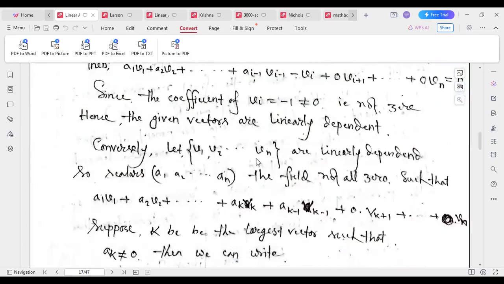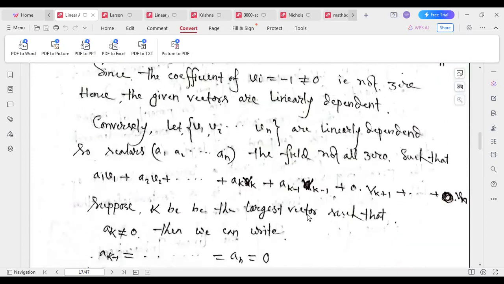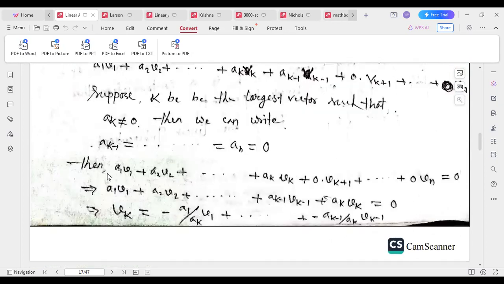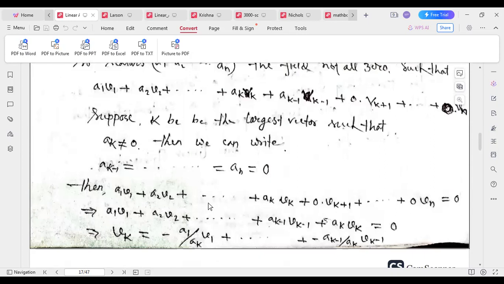Now conversely, let the vectors be linearly dependent. So there exist scalars in the field, not all 0, such that a1 v1 plus a2 v2 plus up to ak vk plus 0 into v(k plus 1) plus up to this equals 0. Suppose k is the largest index such that ak does not equal 0. In that case, the linear combination can be written as a1 v1 plus a2 v2 plus up to ak vk, with 0 for the later terms. So dividing by ak on both sides, we get vk equals this one.